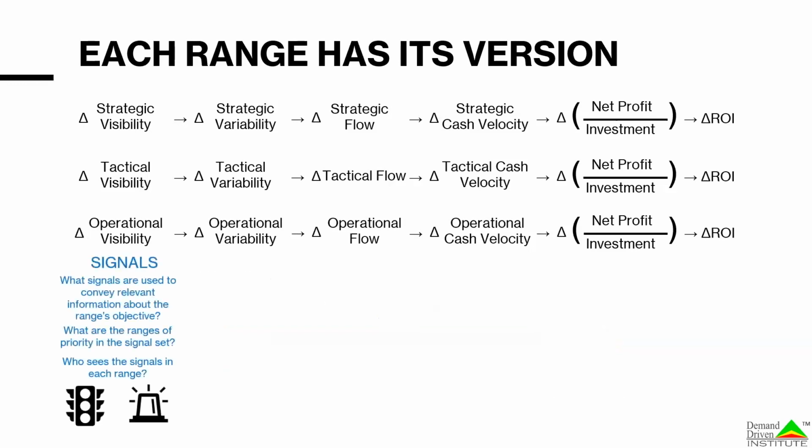So let's get a little more in depth here. What do we mean by visibility? What's the key for visibility? It's signals. What signals are used to convey the relevant information about the range's objective? What are the ranges of priority in the signal set? Signals have to have a range of priority. And then who sees the signals? These are all questions that have to be answered for us to have relevant information in each range.